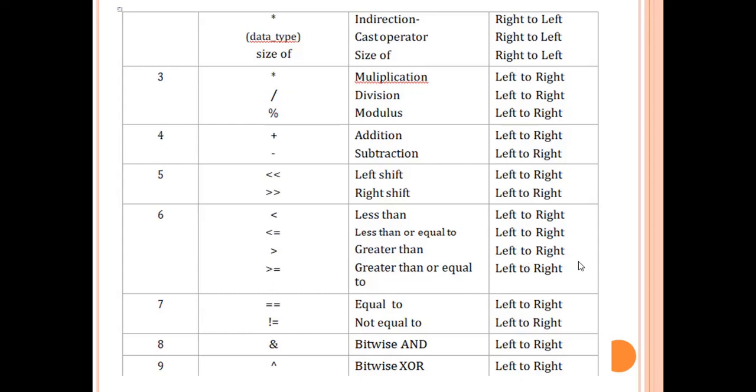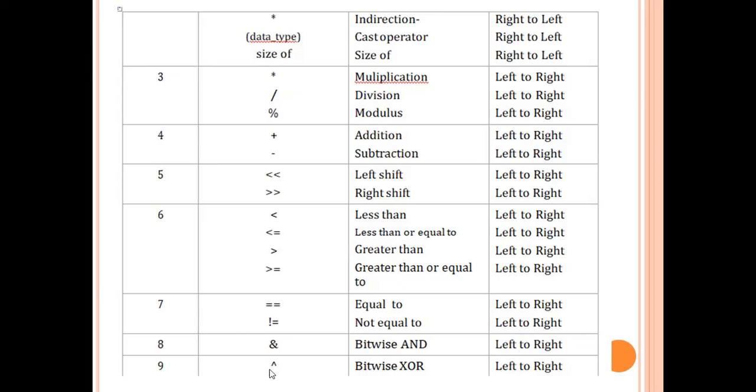left to right associativity. And this is the equal to operator, so this is having left to right associativity. And not equal, so this is having left to right associativity. And this is the bitwise AND, so it is having left to right associativity.